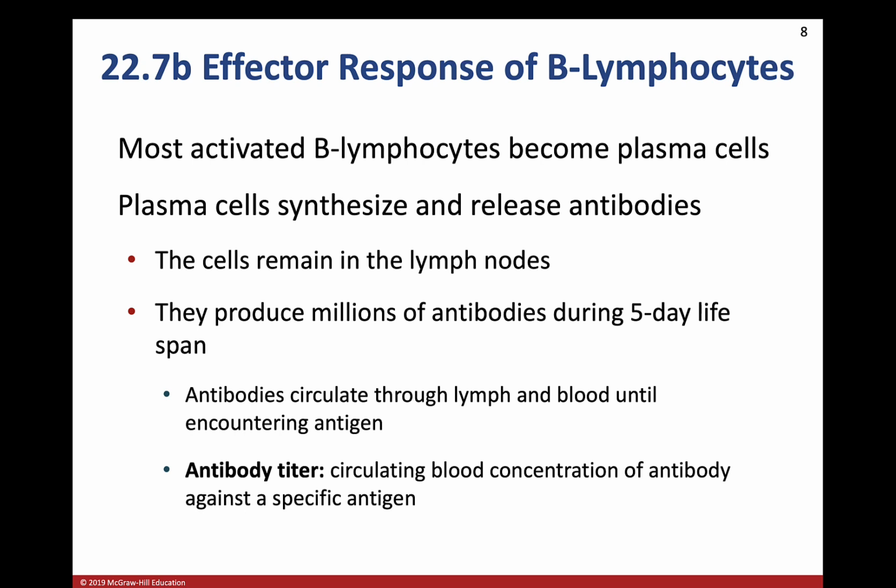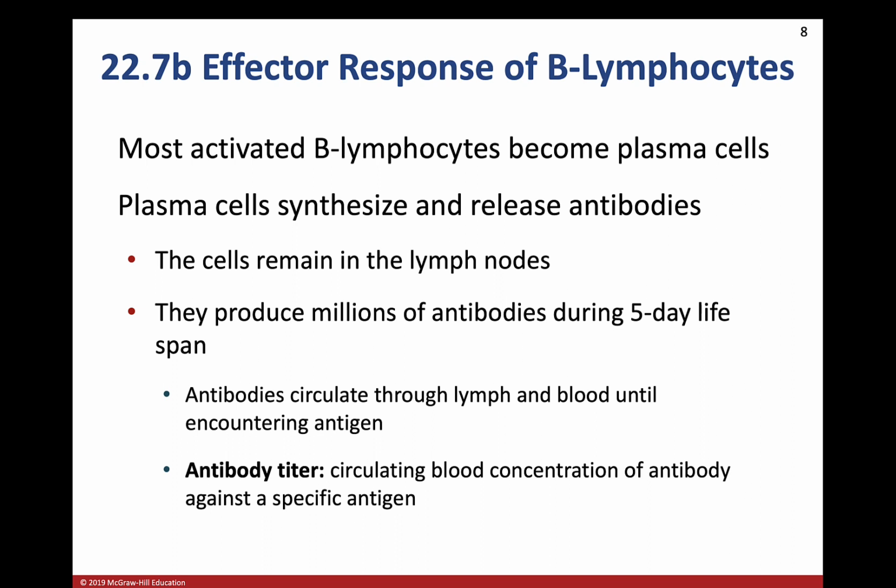Now, most activated B cells become plasma cells. Plasma cells are those cells that actually synthesize and release antibodies. Now, these cells will remain in the lymph nodes. They produce millions of antibodies during a 5-day lifespan. Now, these antibodies circulate through lymph and blood until encountering an antigen.